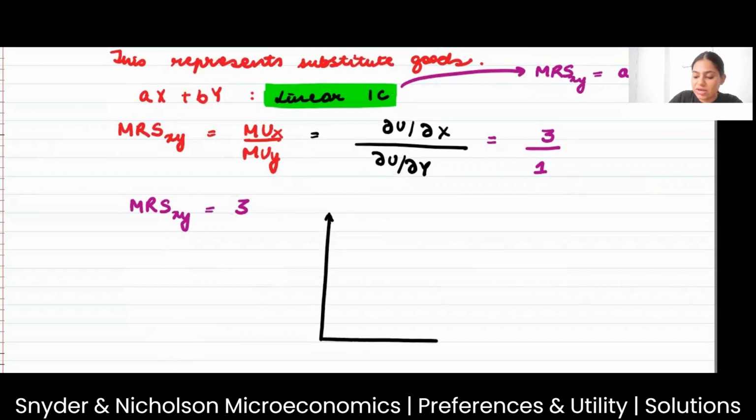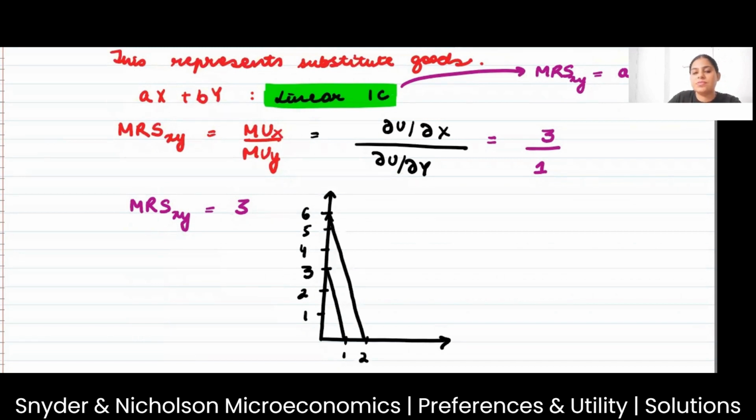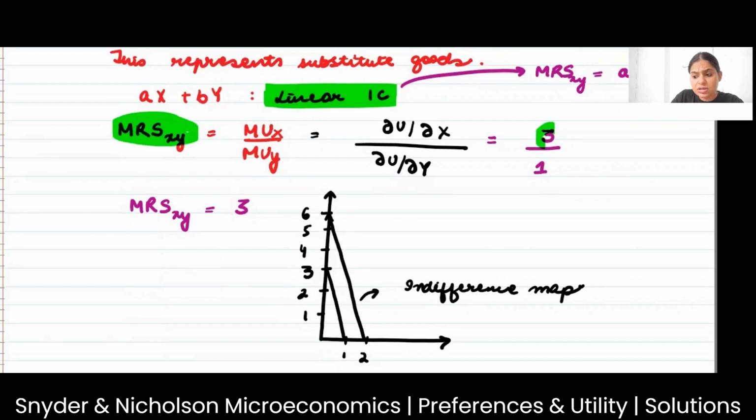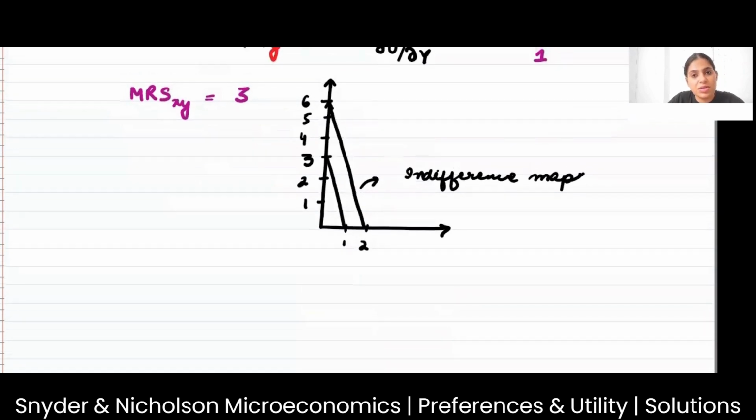So the slope is 3, right? Slope is perpendicular by base, right? So 1, 2, 3, 1. This is my IC. And the next will be 4, 5, 6, here it will be 2. This will be my IC. So these are my ICs, and it becomes an indifference map. Clearly, you can see that the MRS is constant. This is not diminishing, it's constant. So we don't have diminishing MRS. MRS remains constant throughout the IC.